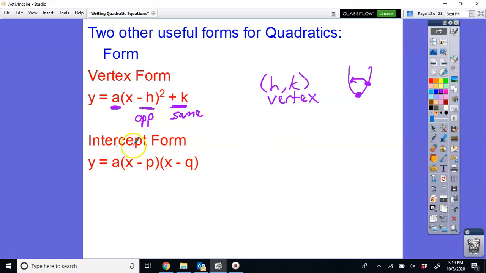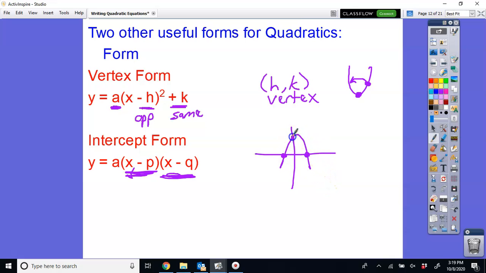We also have intercept form. Next time we're going to get into the more specific reasoning behind the intercept form, because these two factors, we call them that because they're multiplied together. That's what factors are. These two factors that are multiplied together are where we can get the intercepts of a parabola, meaning your graph could cross the x-axis in two places.